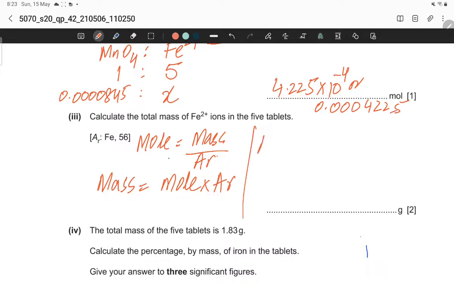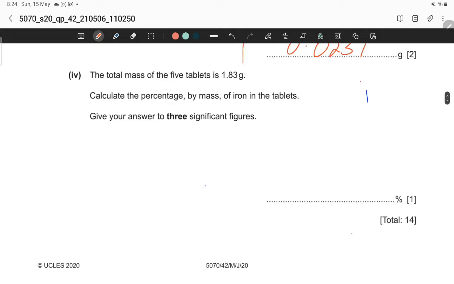So mass is equal to mole, which is 0.0004225, into AR 56. The answer will be 0.0237. The total mass of the 5 tablets is 1.83. Calculate the percentage by mass of iron in the tablet. Give your answers to 3 significant figures.